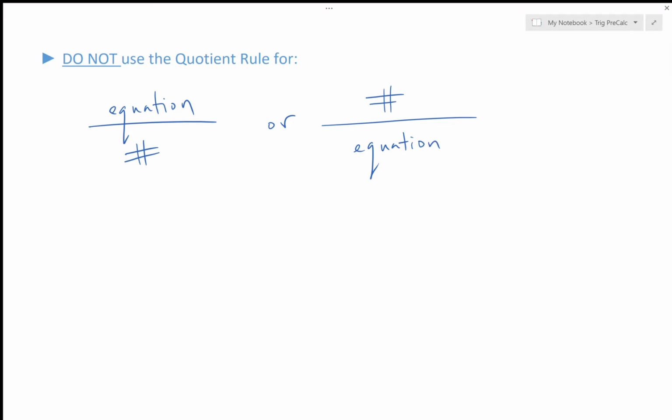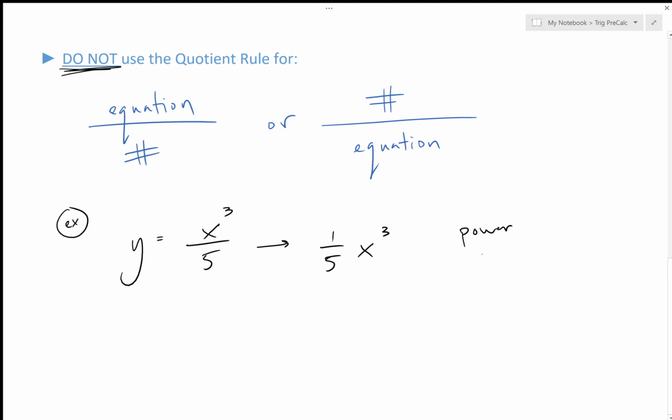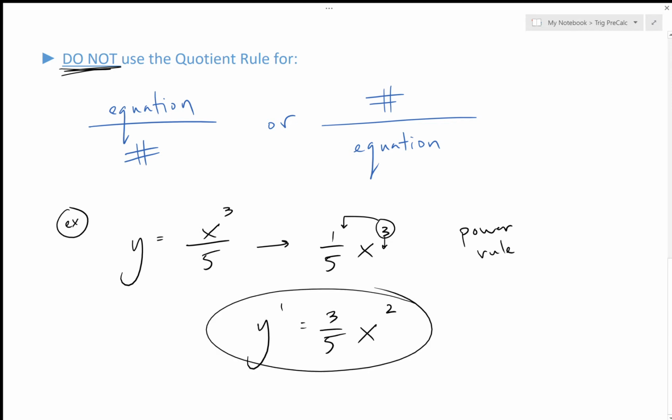So examples of these where we're not using the quotient rule would be something like, let's say they gave us x to the third over 5. Now it does look like a fraction, it does look like division, does look like quotient, but we can just rewrite this as 1/5 times x to the third, and really this is just power rule. Okay, it's not actually product, it's just power. We're going to multiply this times that and then take it down by 1. So it'll be 3/5 x to the second. That's the derivative of this. So not quotient rule that time.